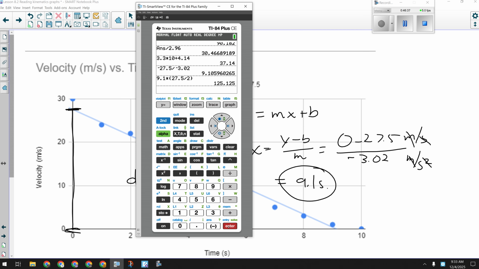Okay, so it's going to travel 125.125 meters. Okay. Everybody okay with that?